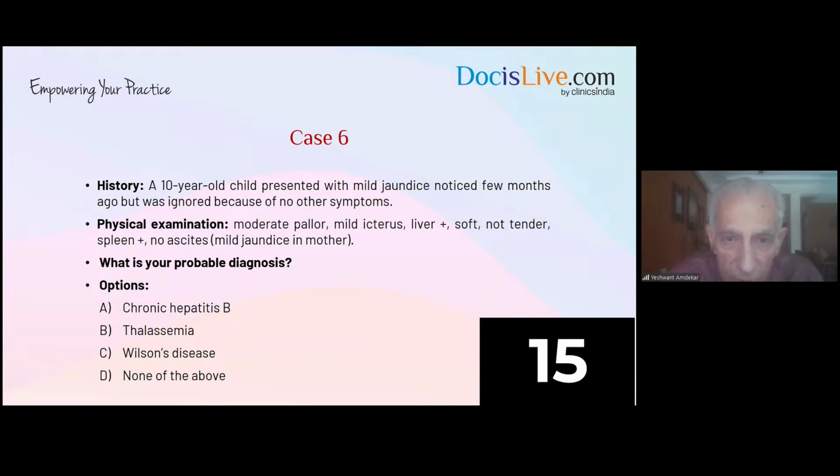He has got a liver which is mildly enlarged and soft, not tender, but the spleen is much more enlarged. There is no ascites. And there is also mild jaundice in the mother also. And she is also fine. So here is a normal looking child who has pallor as the major symptom or major clinical finding. Icterus is very mild and liver is just normal, soft, not tender, spleen is just palpable.